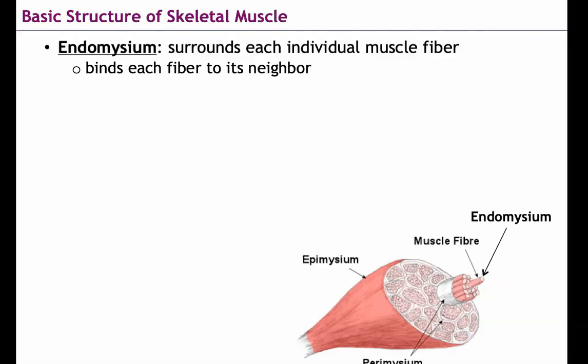Next is the endomysium. So the endomysium surrounds each individual muscle fiber. In this picture you see here, I added the endomysium, which is going to surround just an individual fiber. It's going to bind the fiber to its neighbor. It also supports capillaries that supply each fiber. So each fiber is supplied with capillaries, like a capillary bed that exists inside the muscle. So each muscle fiber has its own blood supply.